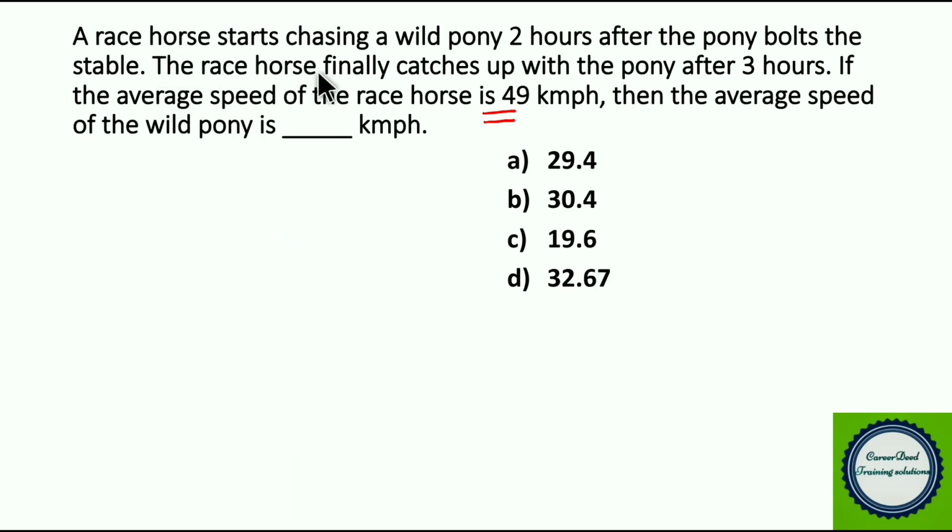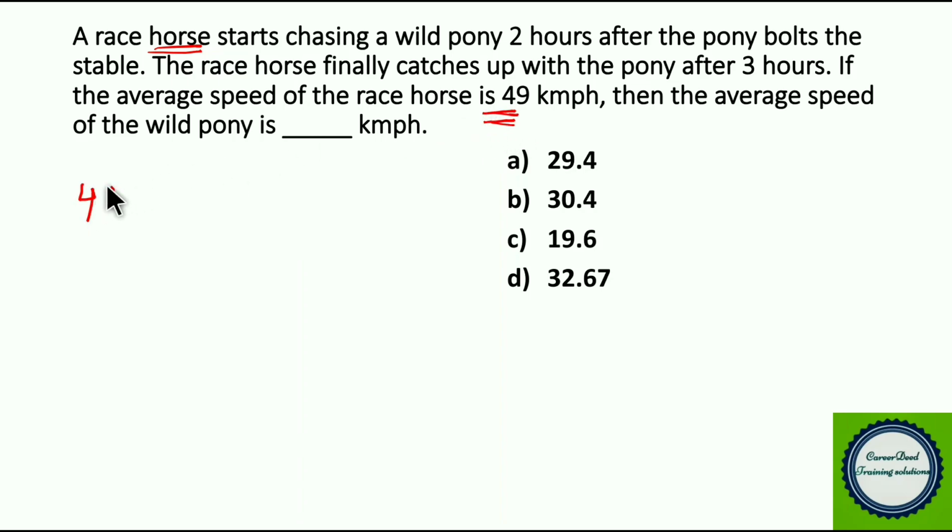See, the race horse starts after 2 hours only, right? That means the race horse runs only for 3 hours, but the pony runs for a total of 5 hours, because it started 2 hours before the race horse. Now the race horse speed is 49 km per hour.